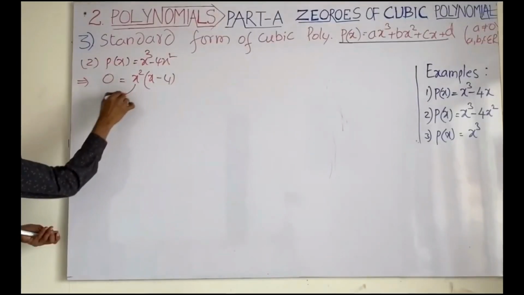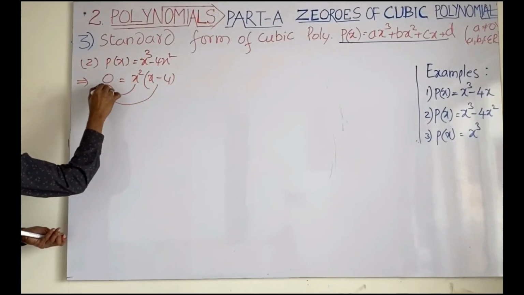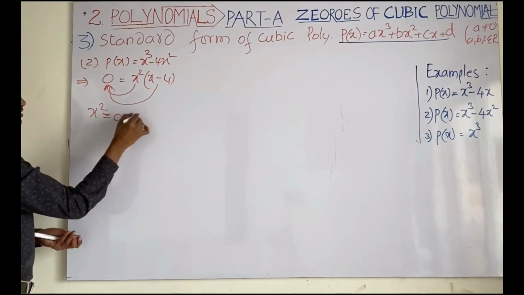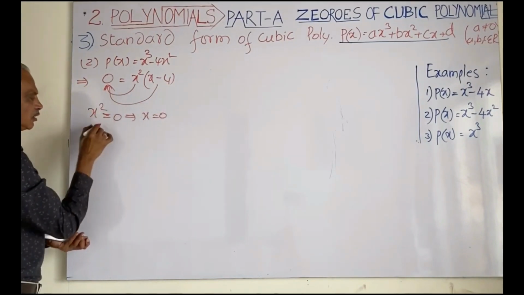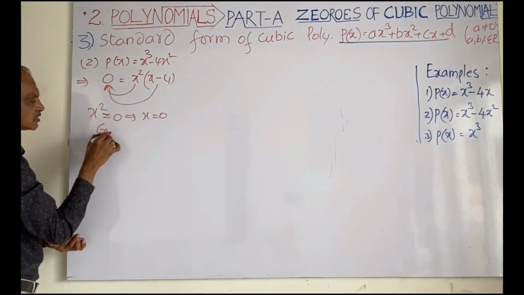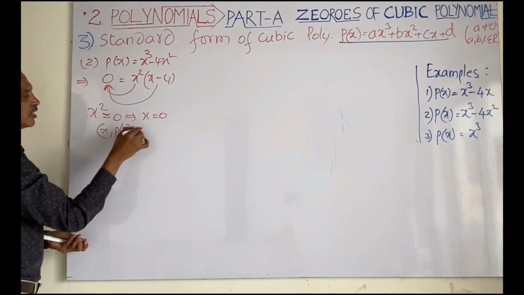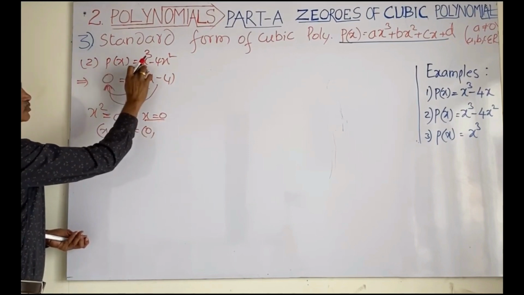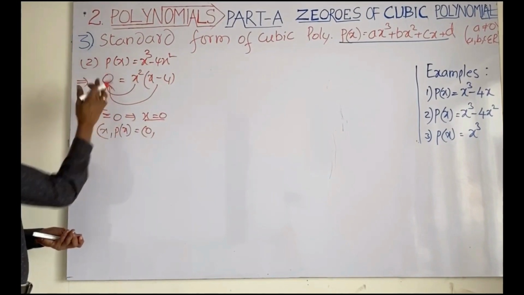Now x square is equal to 0 and x minus 4 is equal to 0. First, x square is equal to 0 implies x is equal to 0. Now here I will write x, p of x. x is 0, so p of x, when you substitute, will be 0 only.